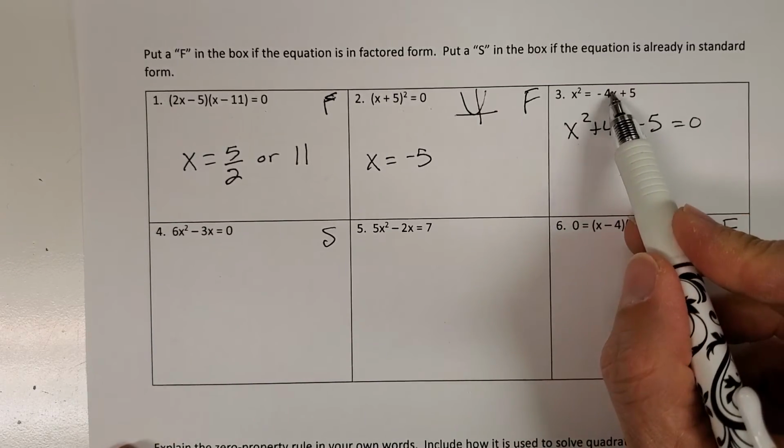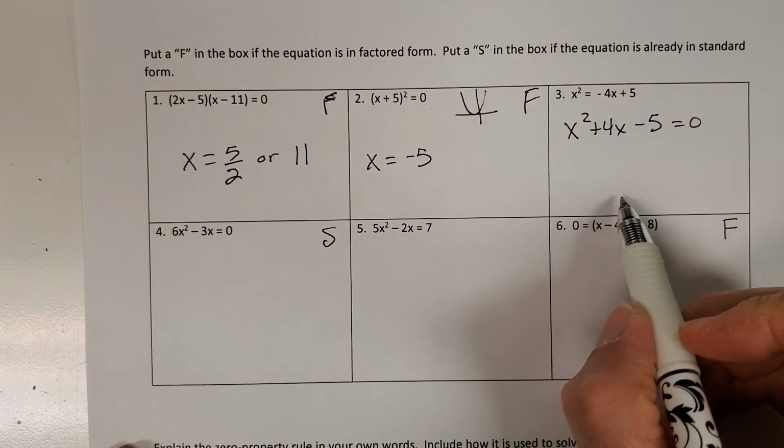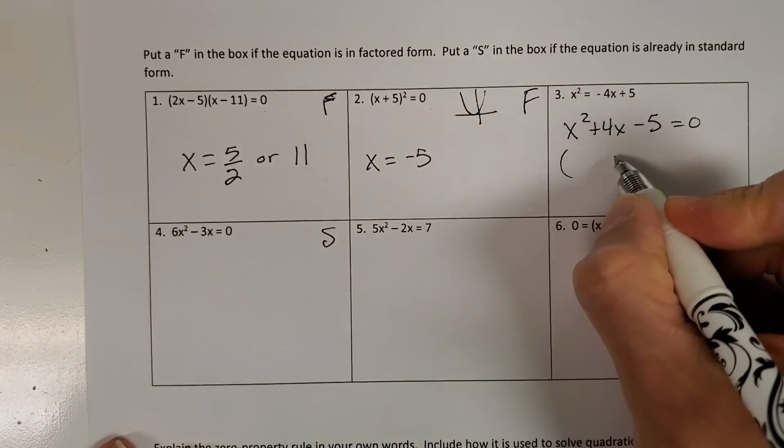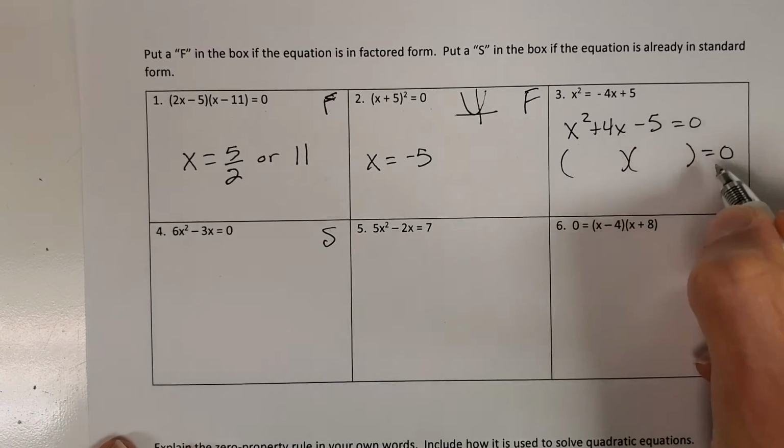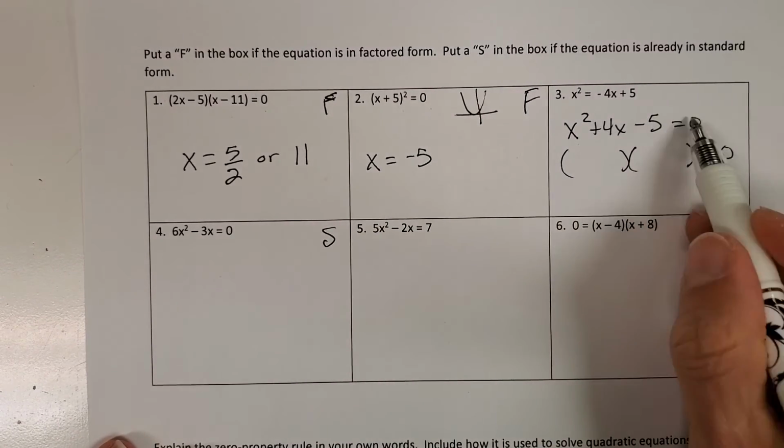You can kind of think of it as when you move something from side to side, you just change the sign. I kind of skipped a step there. Hopefully that's not too confusing. And now I have to factor it. Notice I have my equal 0.